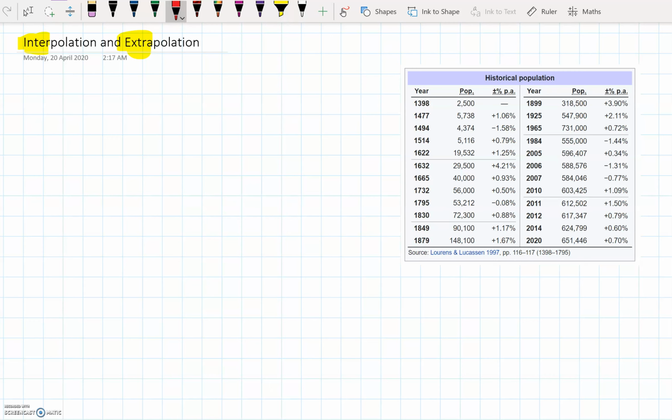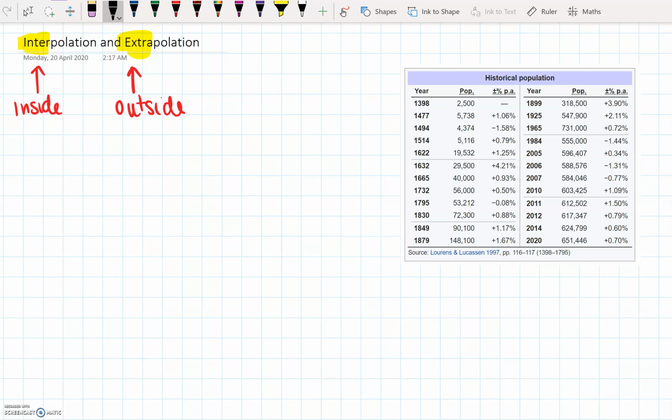Now, we need to firstly think about what that means. Inter means inside. Extra means outside. And what this means is we are going to look at data that is in between things and outside of things. So we're going to look at extending a range to make an estimate, and we're going to look at estimating between two values.